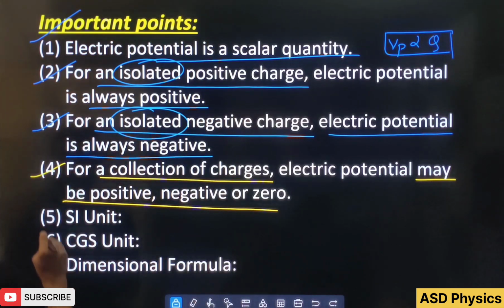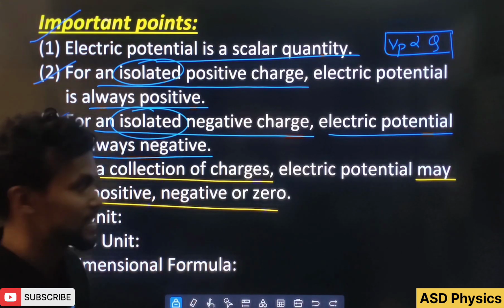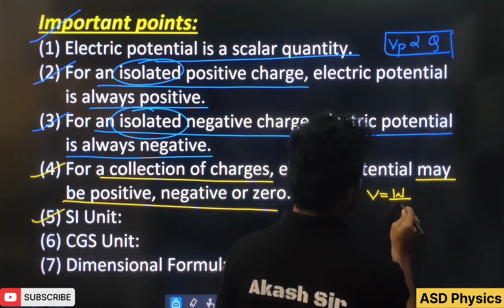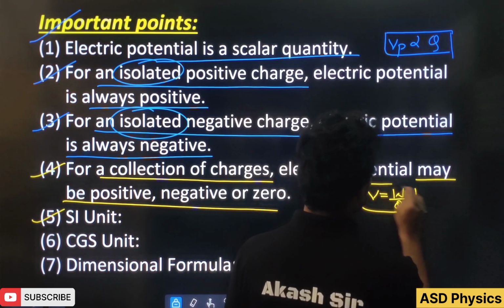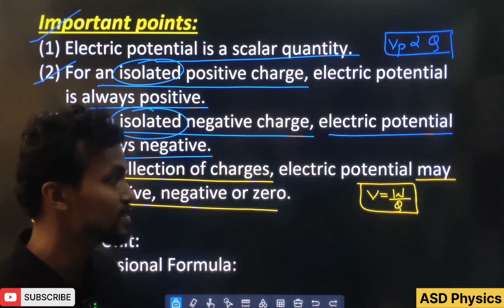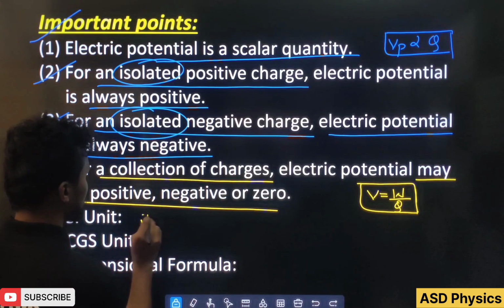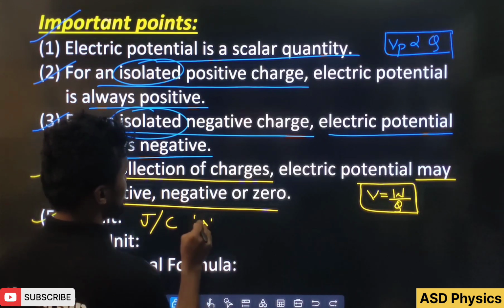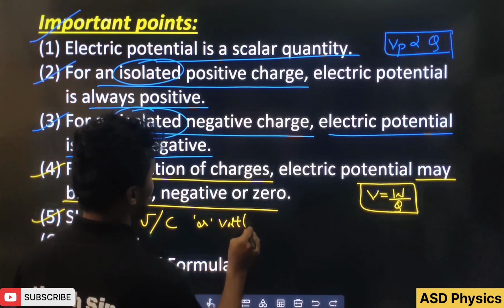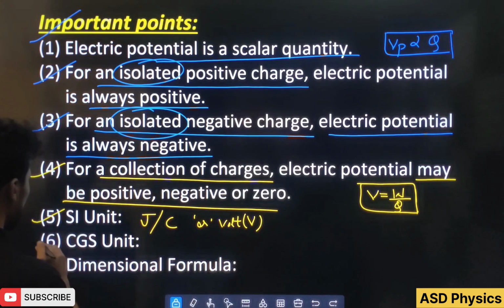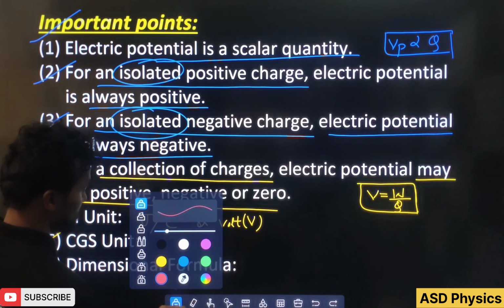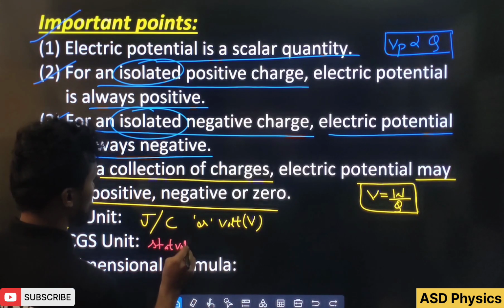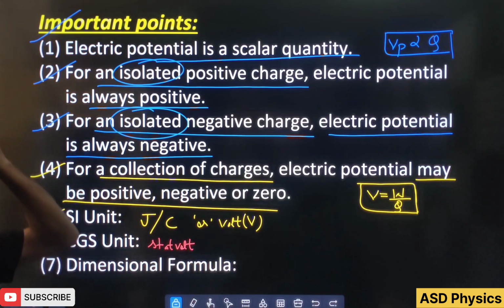Now students, next one: SI unit. Whenever we have to write the units, we use this basic relation V equal to W by Q. W means work done, that means joule. So the SI unit is joule per coulomb, or we will also call it volt. If I talk about the CGS unit, what is the CGS unit, students? The CGS unit is the stat volt.